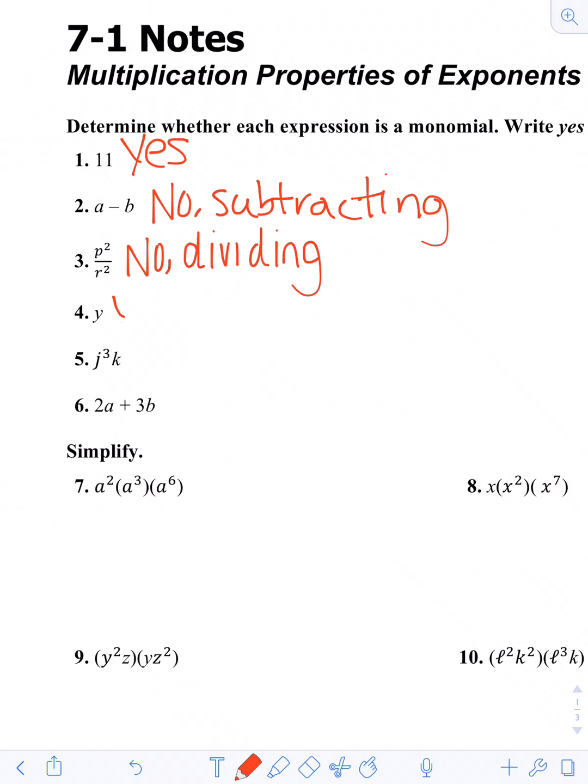Number 4 is yes, you just have your one variable, which is y. Number 5 is yes, because this is one whole thing, even though it's being multiplied together, it's still one term. And then number 6 is no, because of addition.